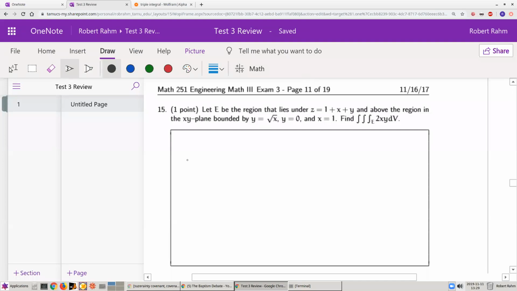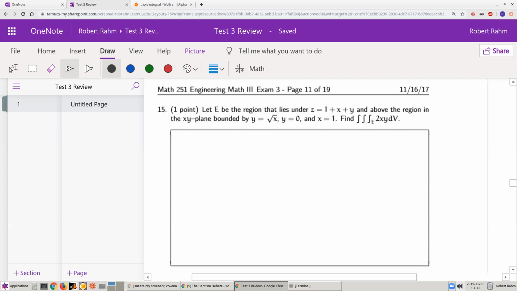Okay, let's do this problem now. So again, with the triple integrals, I think the most difficult part is trying to figure out what the region is. The way that I've given this to you, let E be the region under this plane, z is equal to 1 plus x plus y, and above the region in the xy plane bounded by these curves.